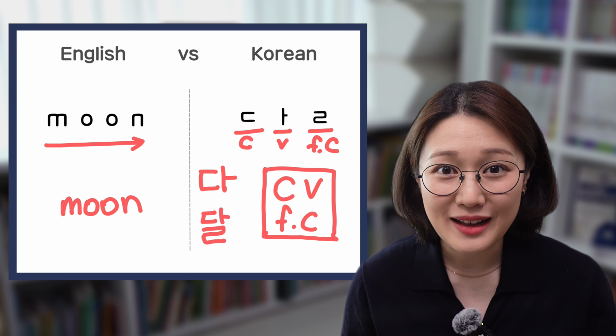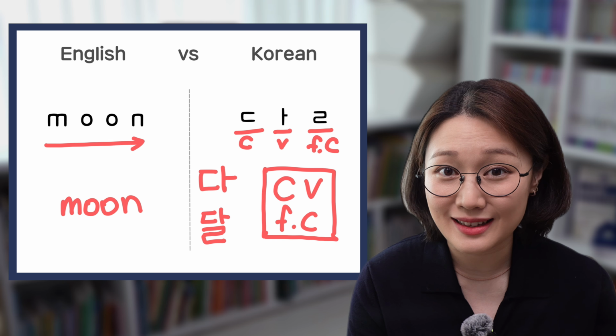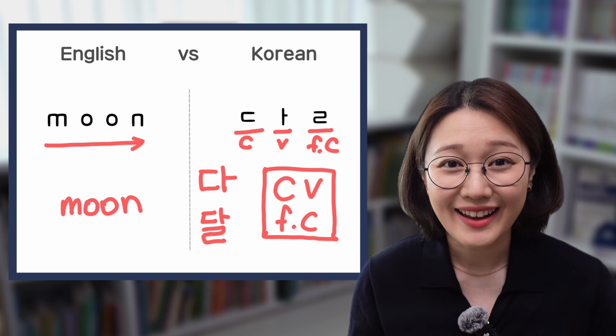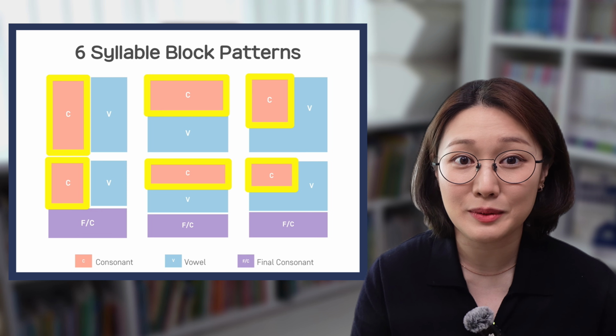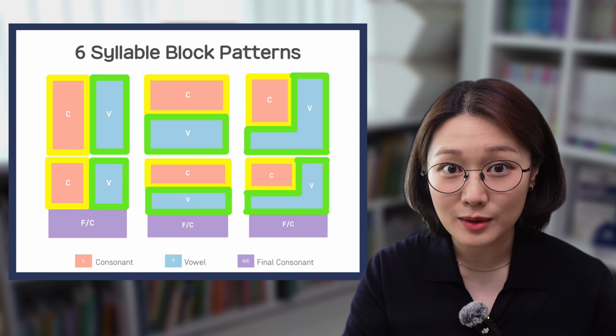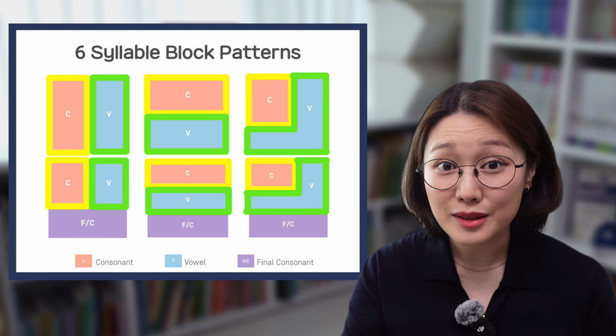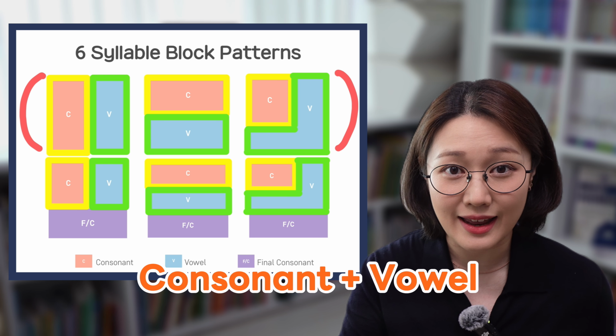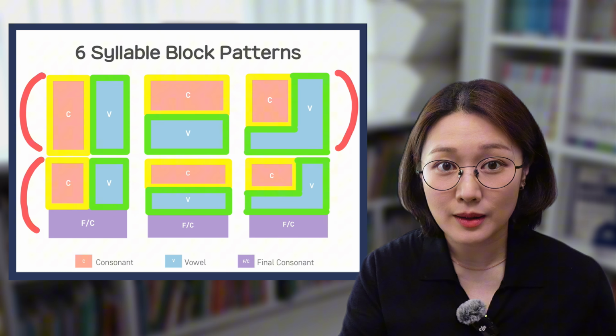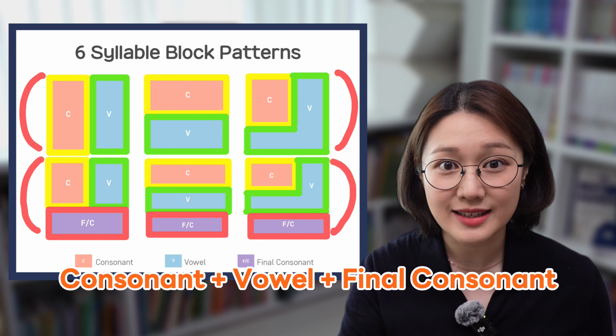See? Now, let's go back to the 6 syllable block patterns. Look at them. All 6 blocks have one consonant position and one vowel position. And these 3 blocks are made with only a consonant and a vowel. The other 3 blocks also have a final consonant position.